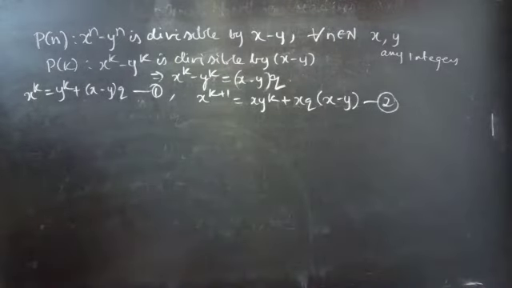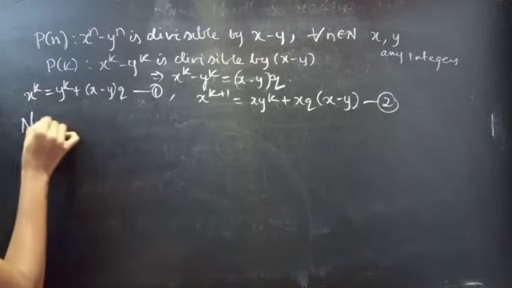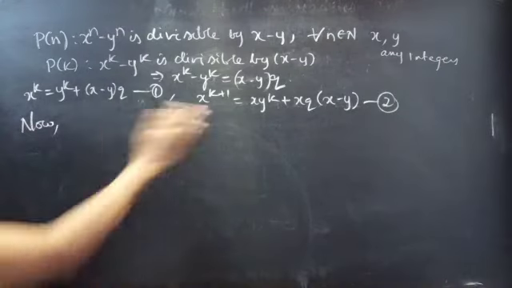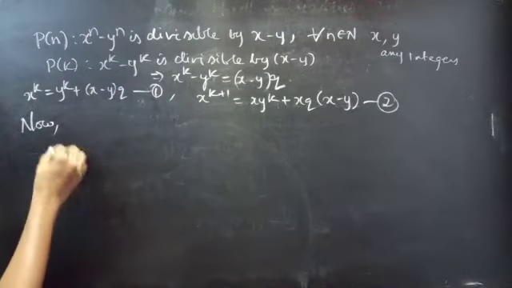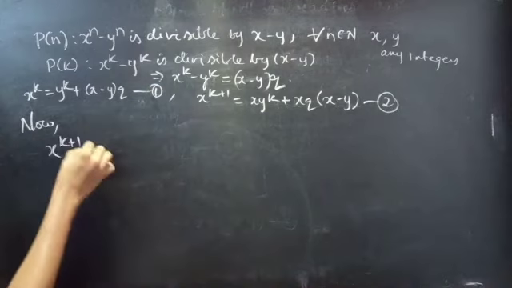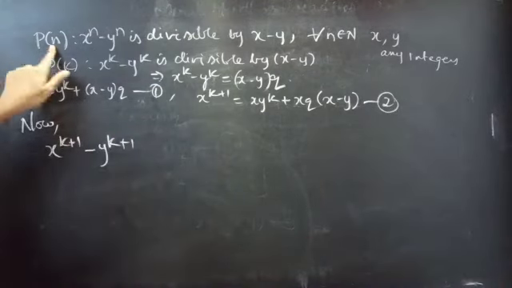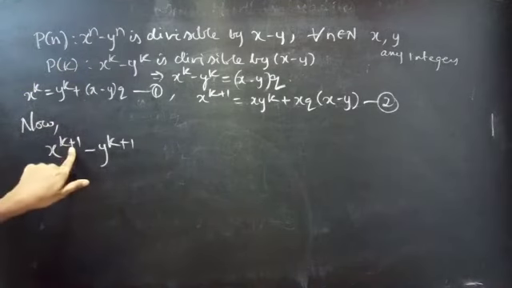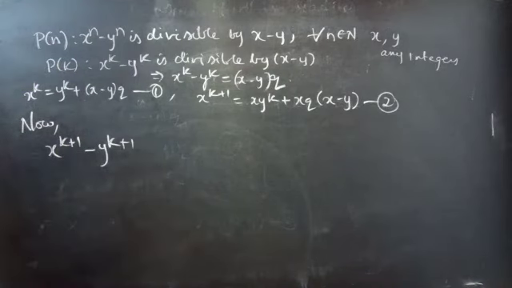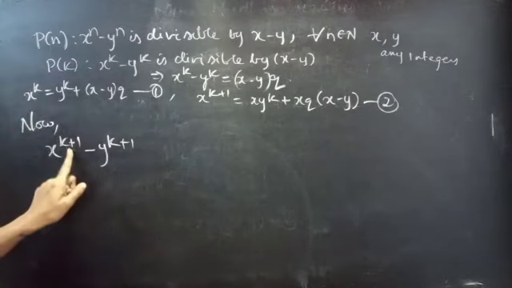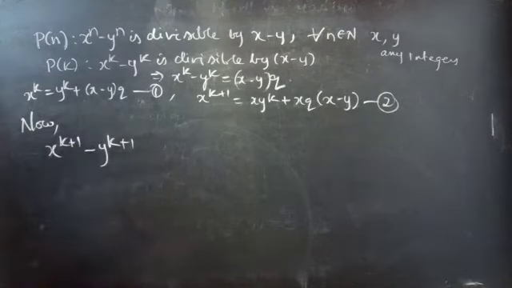Now we'll prove for k plus 1 using either this or this. We'll show in both the cases. For n equals k plus 1, here we have to show that P of n is true for n equals k plus 1 whenever P of k is true. P of n is true for n equals k plus 1 whenever P of k is true.